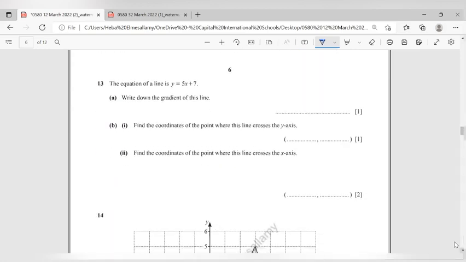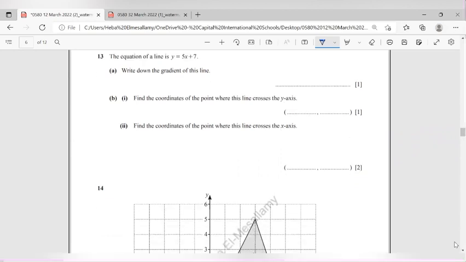Okay, question 13. The equation of a line is y equals 5x plus 7. Make sure that whenever an equation of a line is given, the coefficient of the y is 1 and y is kept at one side and everything is at the other side. This is the most important thing. Write down the gradient of this line. As long as the equation is written in a proper way, the gradient of the line is the coefficient of the x, which is 5.